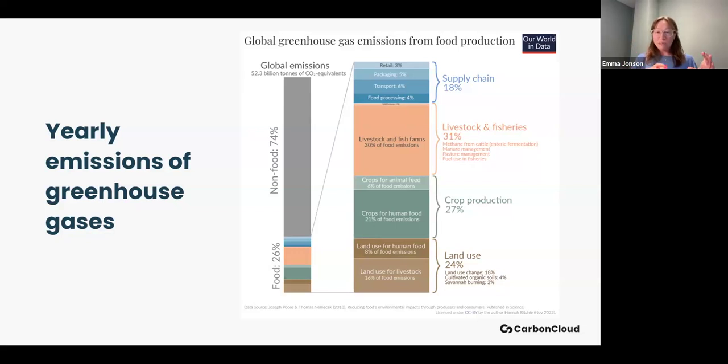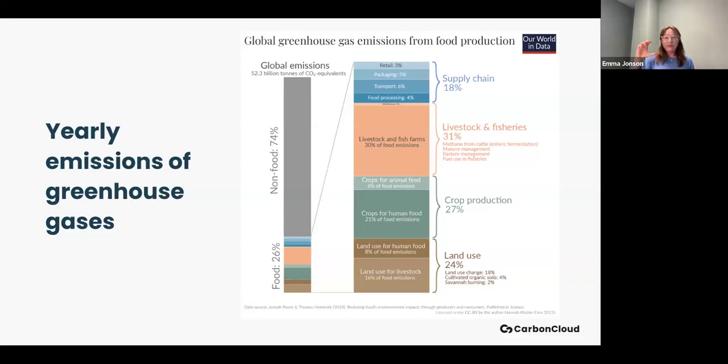Then going upwards, the green part, crop production, is what we would call emissions from land management relating to crop production. I will talk more about that in a little bit. Those are emissions originating from the farming itself. Then moving up, livestock and fish farms. That includes the emissions of methane that I talked about before. That is quite important for the production of beef and dairy and other types of animal products, especially with ruminants.